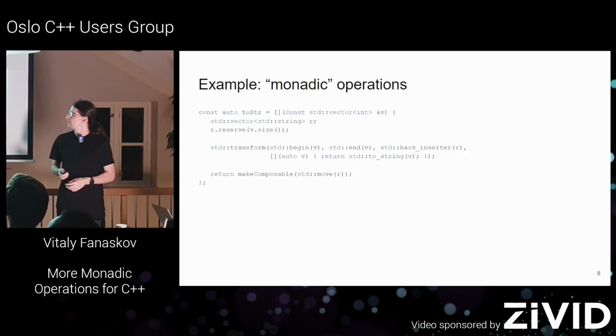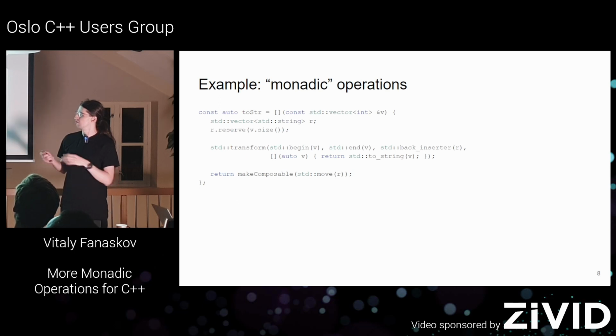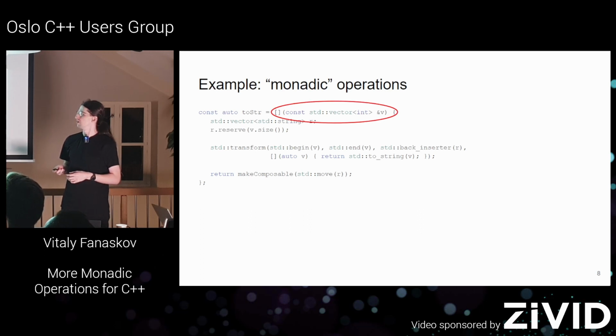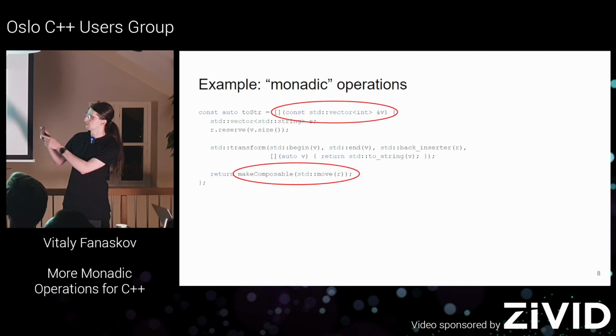I have some functions here to use in this monadic operation. Since we do not have map on vector, for now at least, there is a function that transforms all elements of a vector to strings. And please notice how this function is implemented. It accepts a vector, whereas a regular map function would accept one element of the vector, but it returns this make composable stuff. So after this function, we can continue chaining stuff. We can continue to compose our operations, right?